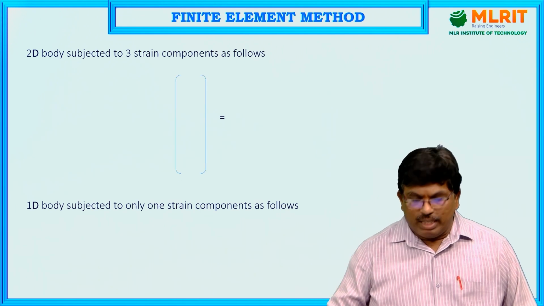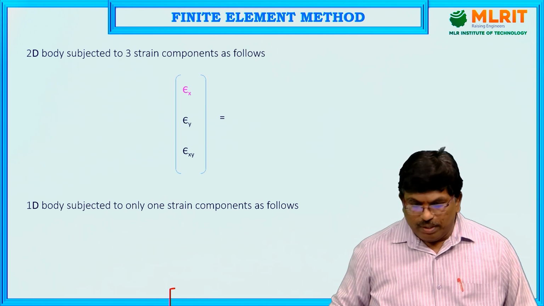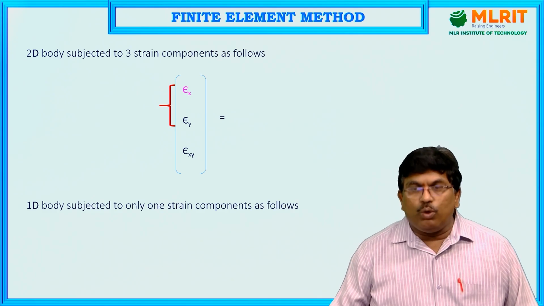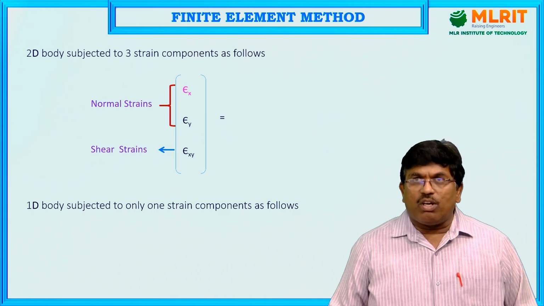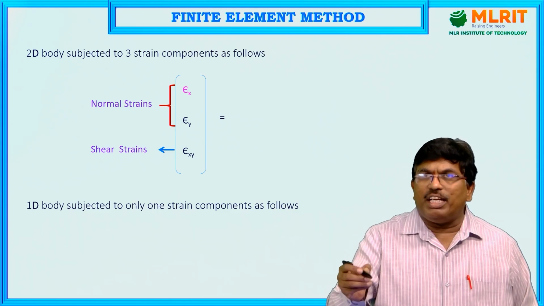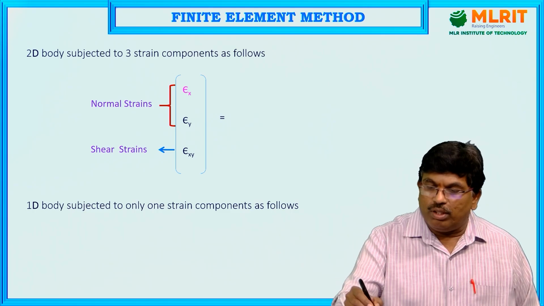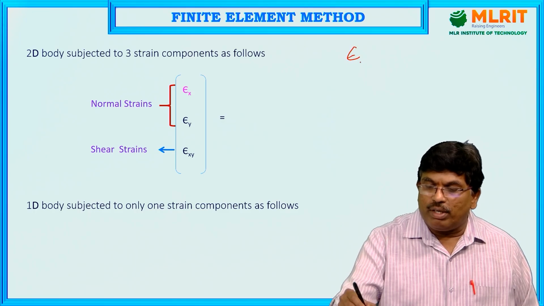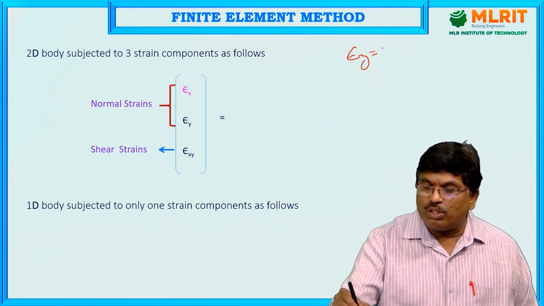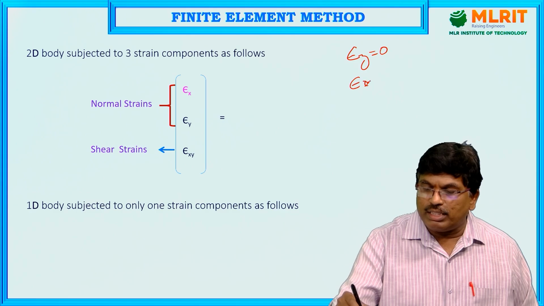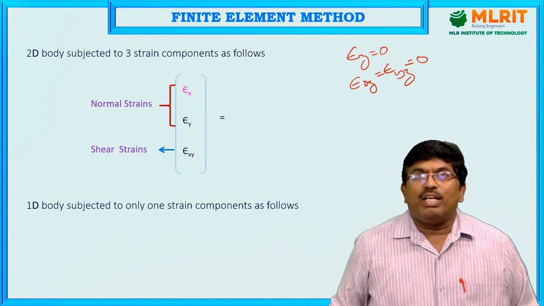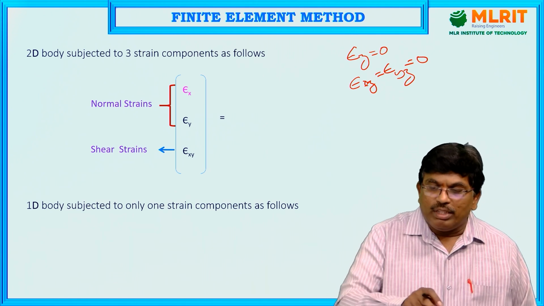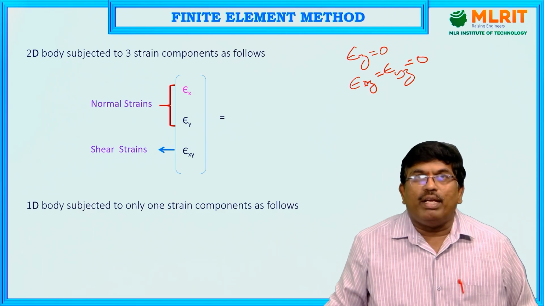So here you see that this is the two-dimensional body having 2 normal strains and 1 shear strain. It is the same as what was derived in the previous derivation. All the z components become 0 if we come to the 2D. That means in a three-dimensional body, if you keep epsilon z equal to 0, epsilon xz equal to epsilon yz equal to 0, then we will get the strain and displacement relations for the two-dimensional body. The remaining three are epsilon x, epsilon y, and epsilon xy.